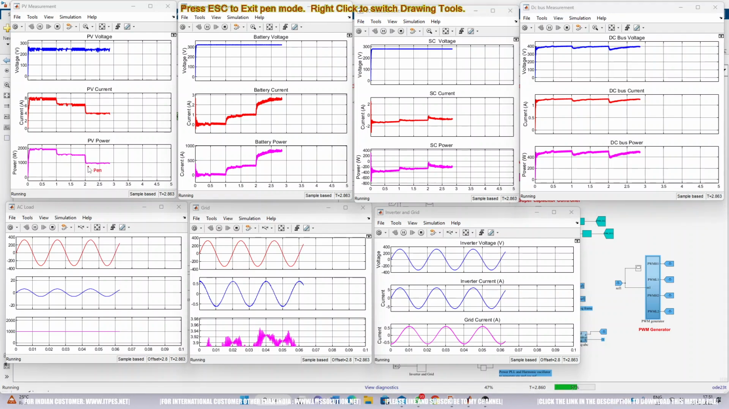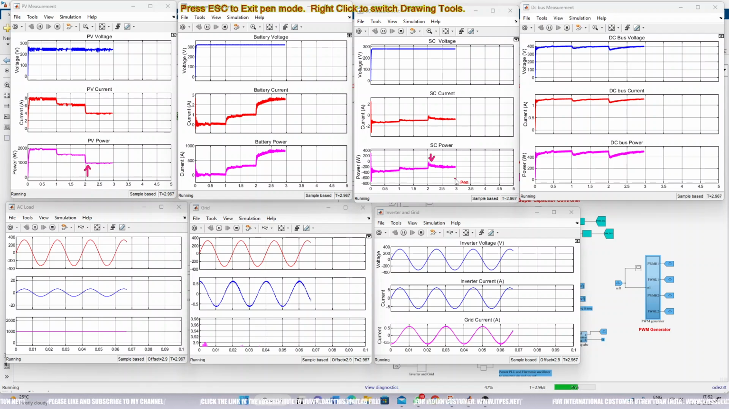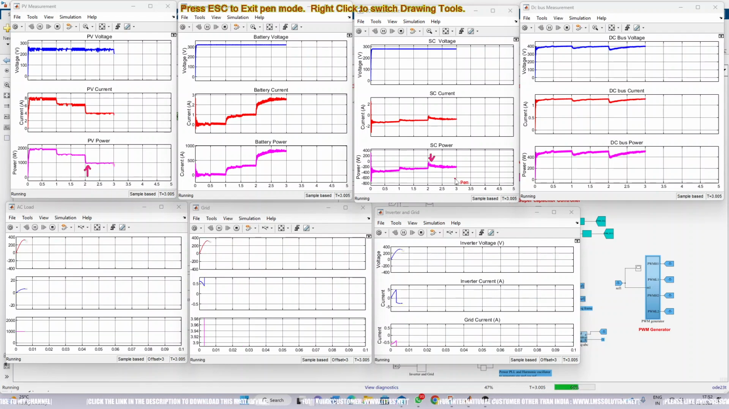During that change of irradiation, the power decreases. During that time, the supercapacitor supplies some power and then comes to zero. So as the peak load or load power balance changes in the system, it is overcome by means of the supercapacitor.